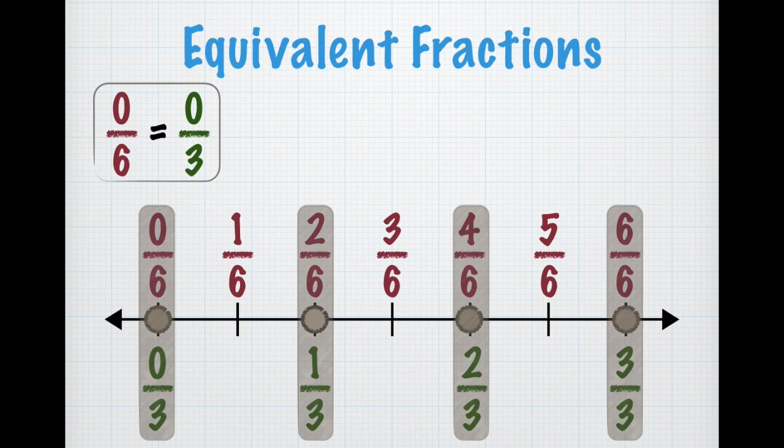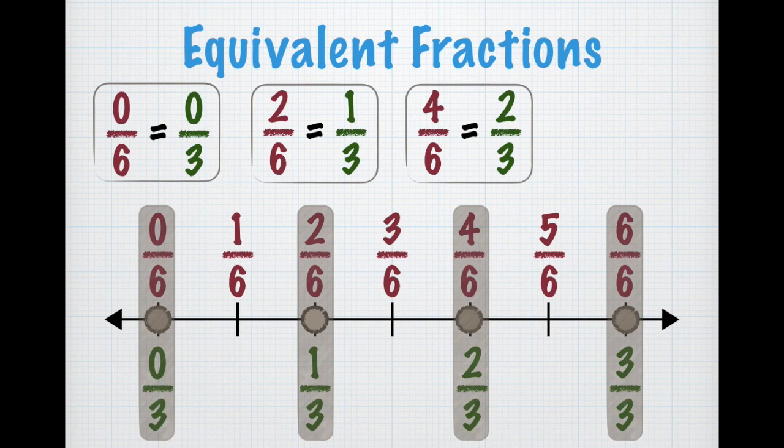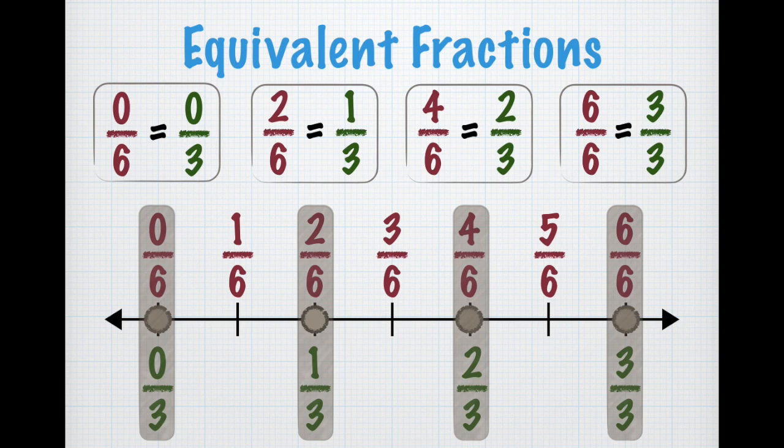0/6 is equal to 0/3. 2/6 is equal to 1/3. 4/6 is equal to 2/3, and 6/6 is equal to 3/3. Those are four examples of equivalent fractions, two fractions that name the same amount.